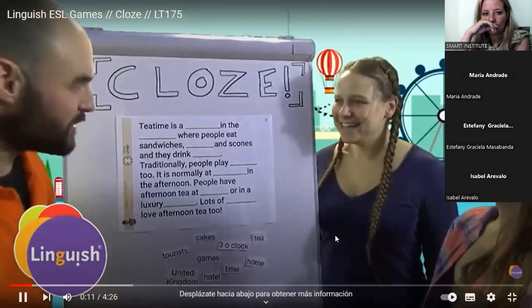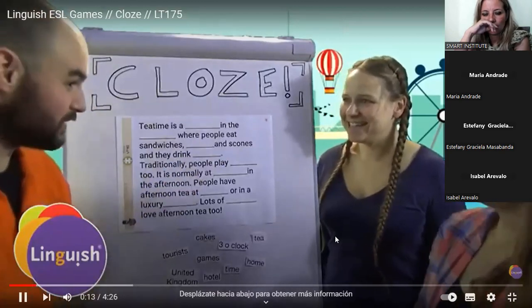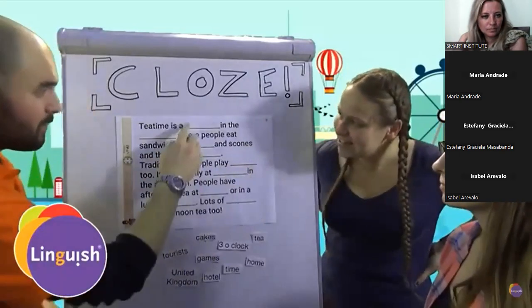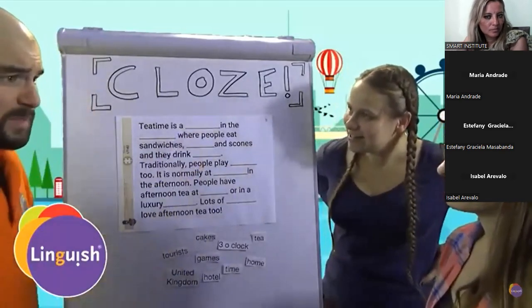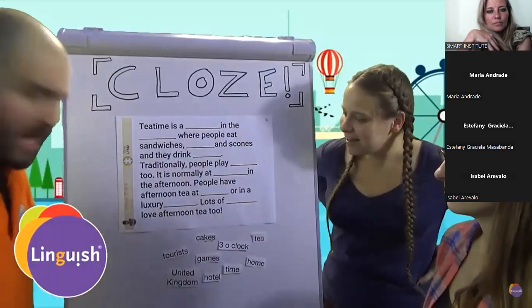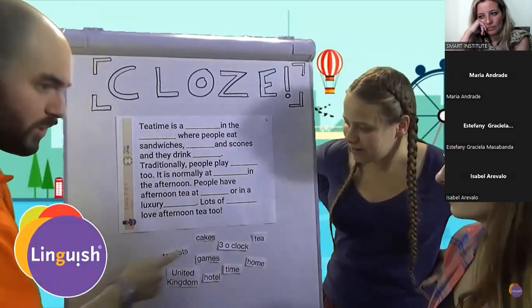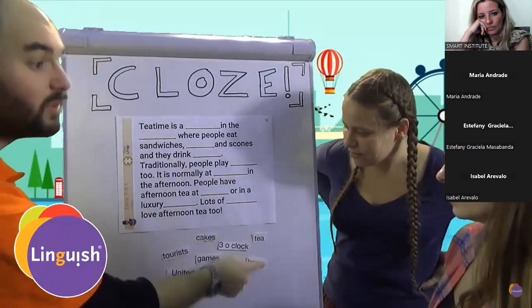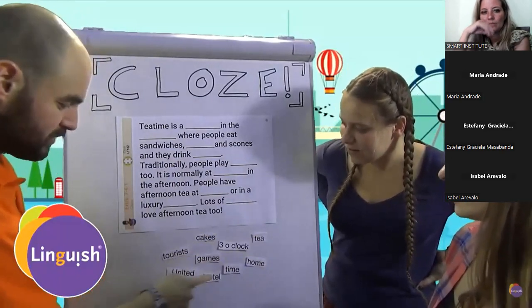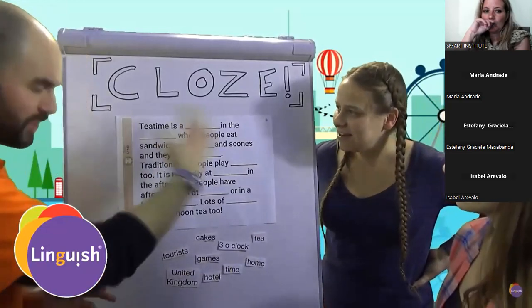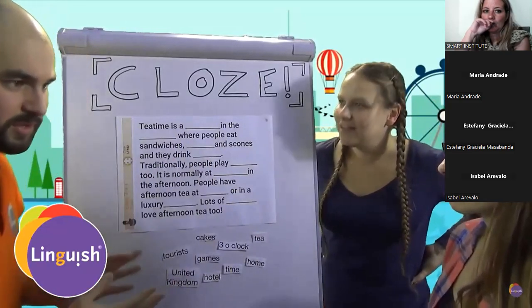Hey! Are you ready for a cloze activity? Yes! What is a cloze? A cloze is a text, and words are missing. How many words are missing? 1, 2, 3, 4, 5, 6, 7, 8, 9. Nine words are missing, okay? Let's read the text together, okay?